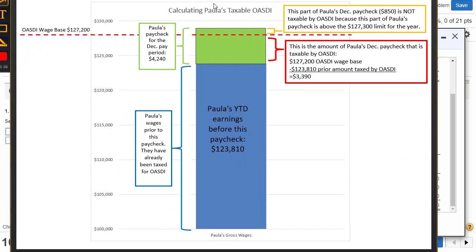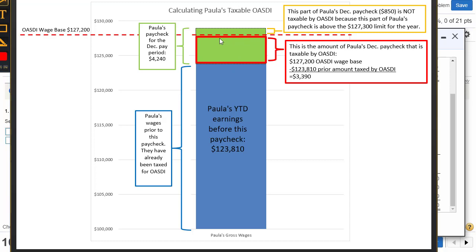Okay, so again, here we go. When we take her previous pay in blue plus this paycheck, which is in green, 4240, we have to tax the part of this paycheck that is under the limit, not the amount above. We don't care how much is above the limit because that is not taxable. We have to calculate how much is taxable. So to calculate how much is taxable, we're going to take this red line, 127,200, and subtract her prior pay period. In other words, we're trying to calculate the amount from her prior pay, right here, up to $127,200.